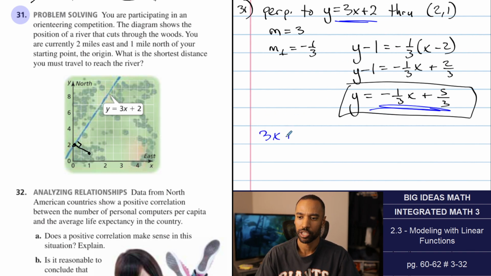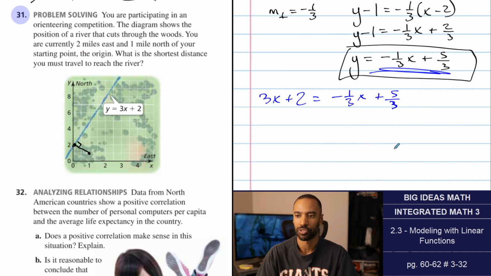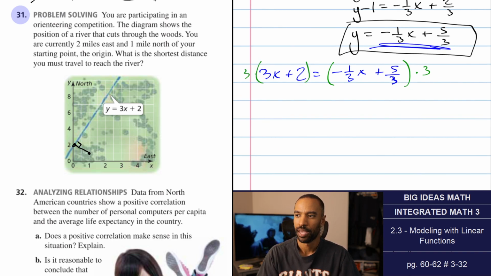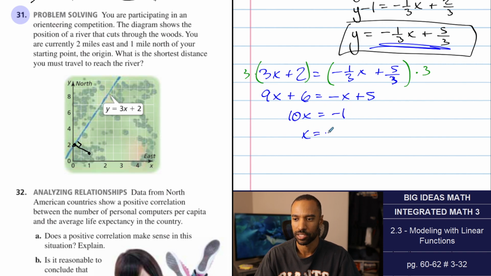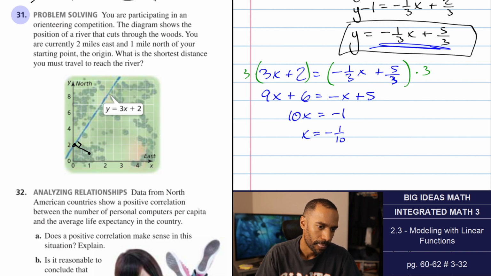So I've got to set 3x plus 2 equal to negative 1/3 x plus 5/3, and find the x value and the y value. If I multiply everything by 3, that'll help clear out the fractions. So times 3, I get 9x plus 6 equals negative x plus 5. I add x to both sides and get 10x. I subtract 6 from both sides, I get negative 1, so x is negative 1/10. Apparently, that's where they intersect.